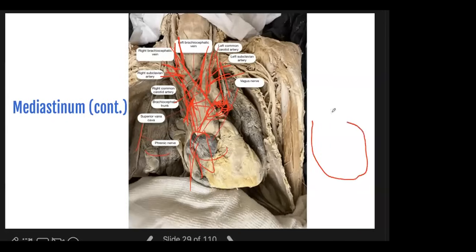So this is going to be the heart. This right here is the pulmonary trunk. This right here is the aorta. The aorta is on the right side. This is on the left side. Does that make sense? Yeah, that makes sense. Khalas? So now you have your orientation in your head.